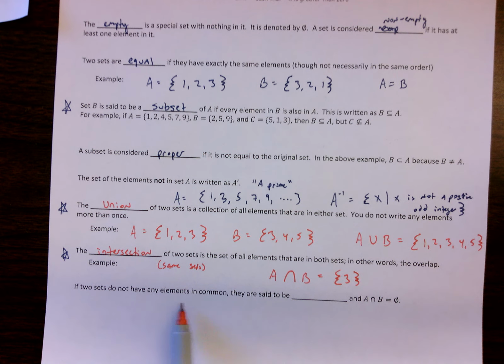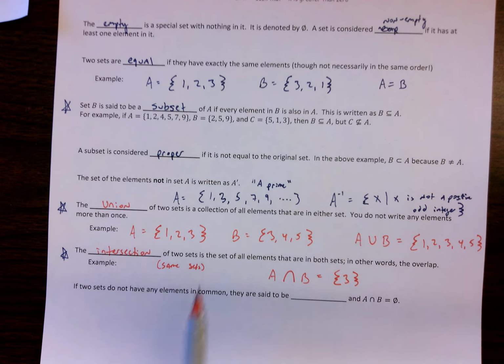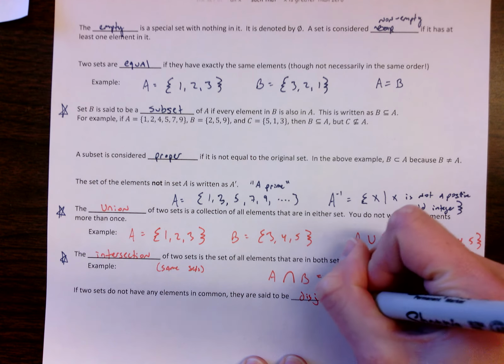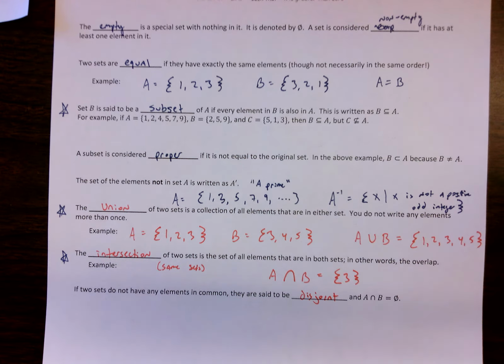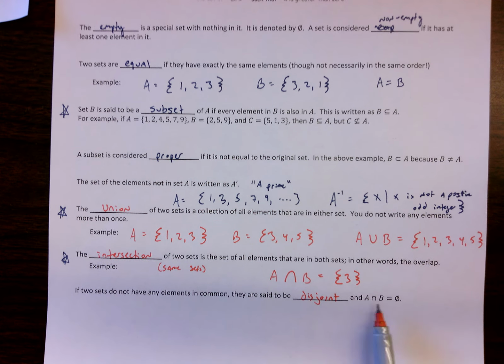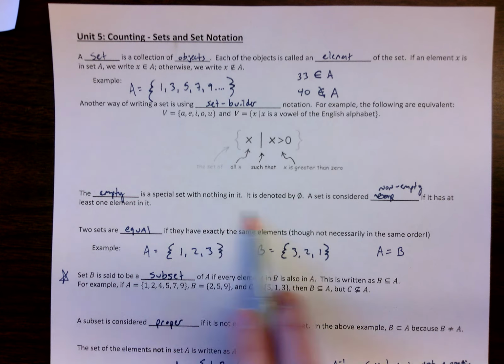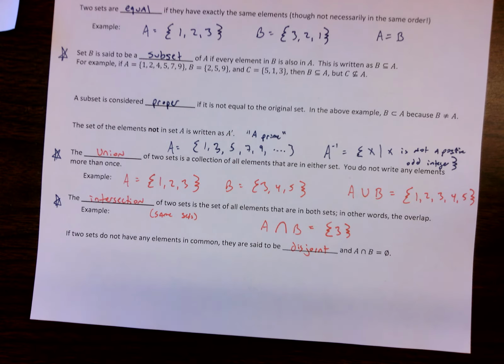If we have two sets that do not have any elements in common, like if there hadn't been a 3 in this one, so there's nothing that they had in common, then we call them disjoint. They're disjoint because they don't have anything in common, and you would say that the intersection of those two sets would be empty. Remember, this is the symbol that we used back up here for the empty set.